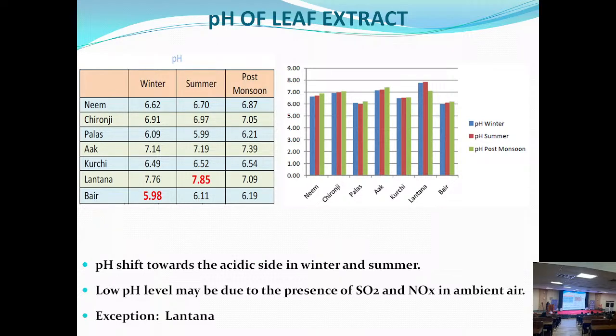So here we can see the maximum value of leaf pH is in summer, that is 7.85, and the minimum is in the winter season, that is 5.9.